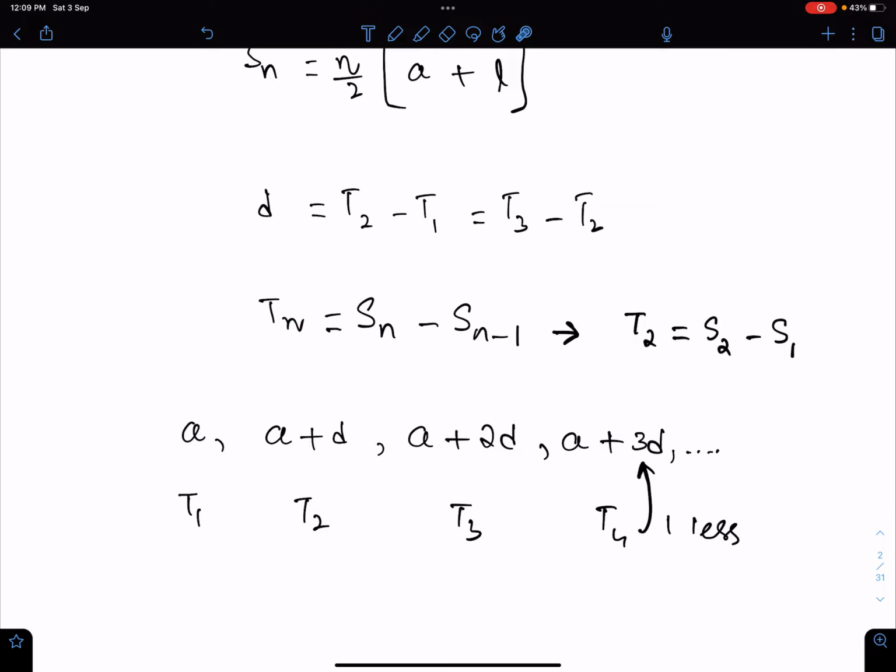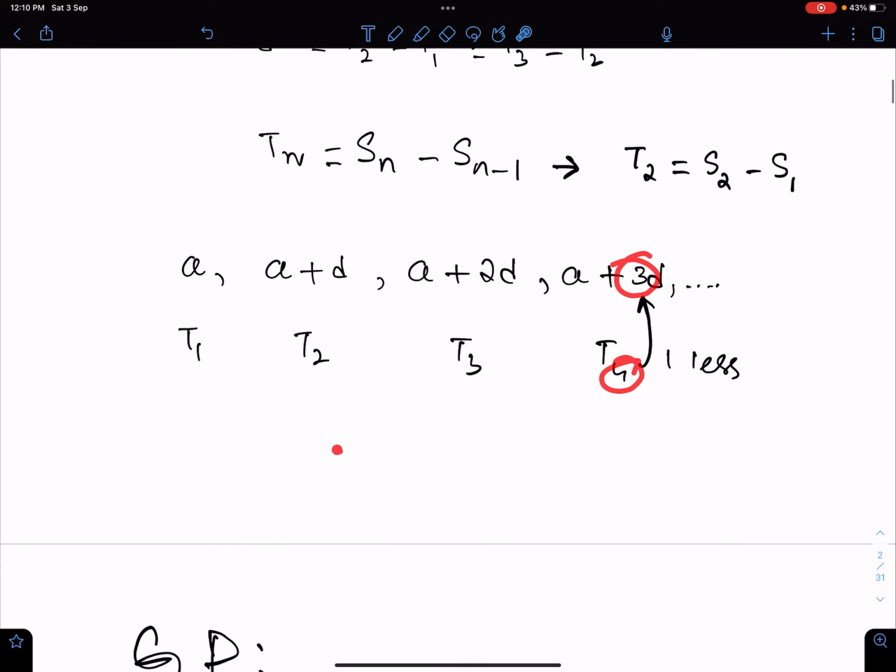This is the structure of AP: a plus d, a plus 2d, a plus 3d, and so on. See, this coefficient of d is 1 less than the term number. If we have 4 here, then this should be 3. So if we need T10, then it should be a plus 9d.